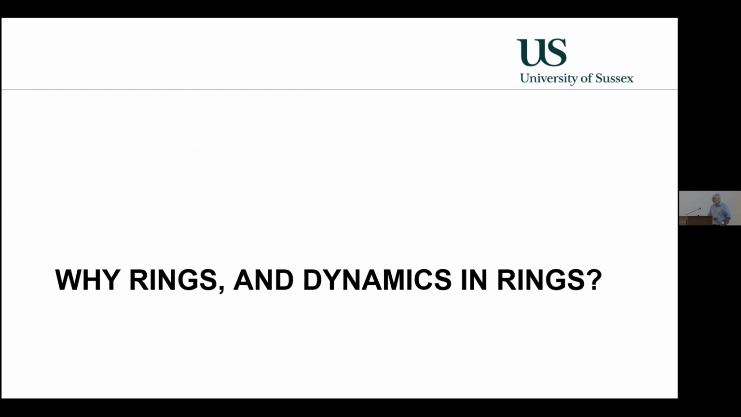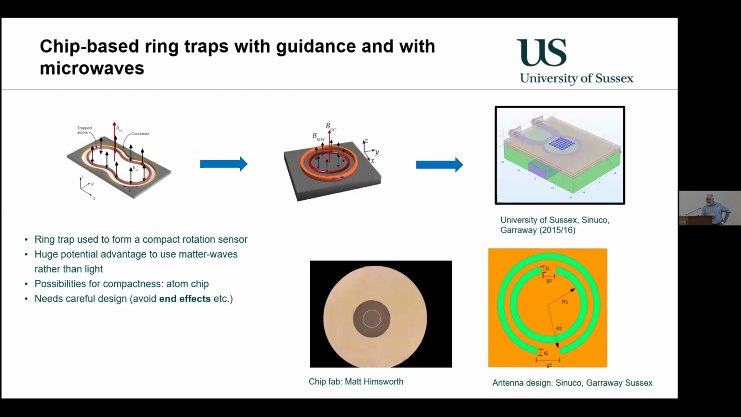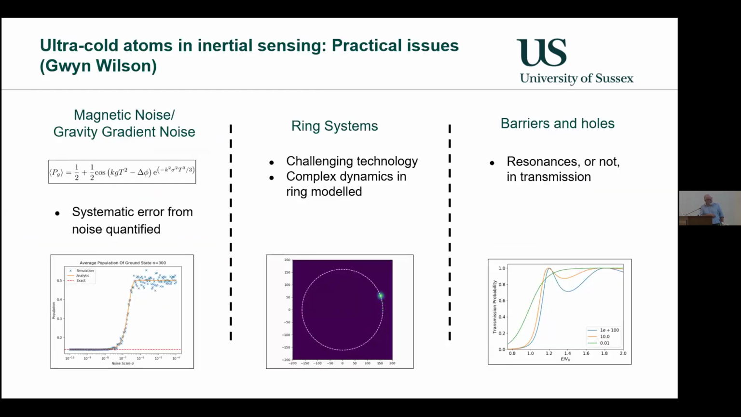Right, so finally then, why are we interested in rings and things? Well, there's lots of reasons. I think I got a bit more interested in the rings because of trying to make a compact rotation sensor, which is made by having, in this case, a microwave produced ring trap, which is enclosed, and everything done in that case by microwave induction and RF fields coming in from outside and so on.